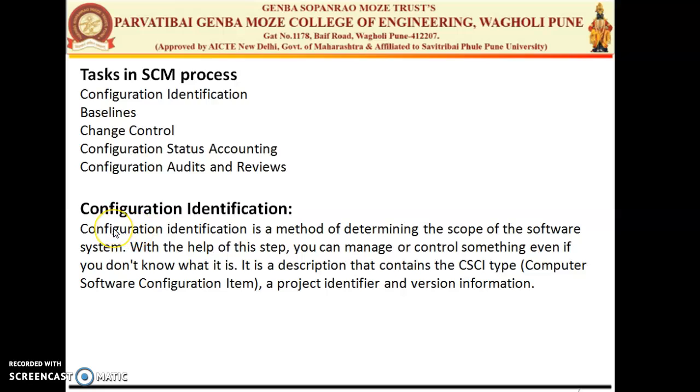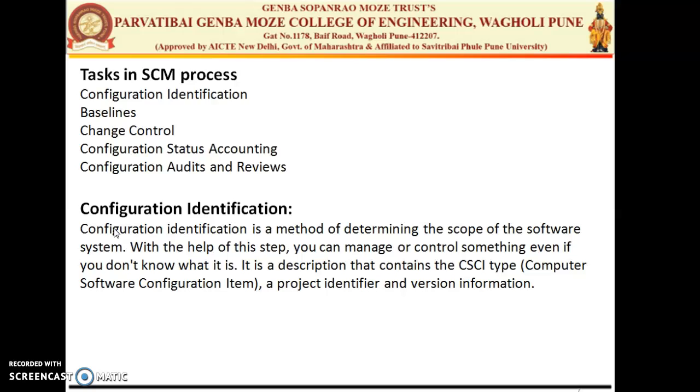So the first one is configuration identification. Configuration identification is the method of determining the scope of the software system. With the help of this step, you can manage and control something even if you don't know about the things. It is just a description that contains the computer software configuration atoms. The configuration identification is nothing but the description of the software configuration items of your computer.